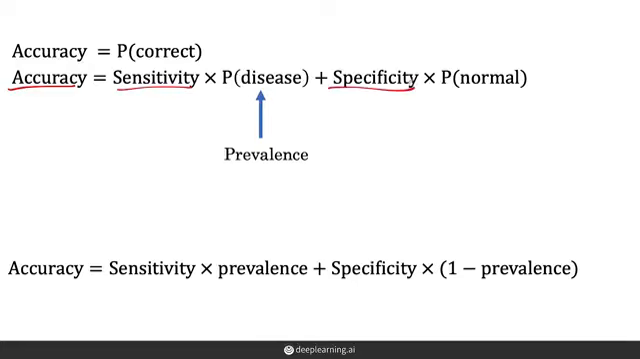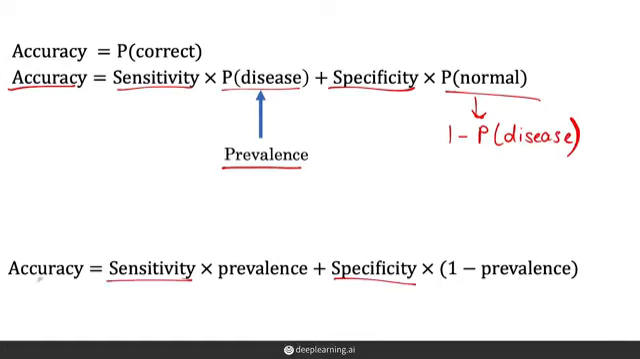The other piece of useful terminology is for the remaining terms over here. The probability of a patient having disease in a population is called the prevalence. The probability of being normal is simply 1 minus the probability of having disease, or 1 minus the prevalence. We can thus write accuracy in terms of sensitivity, specificity, and prevalence.